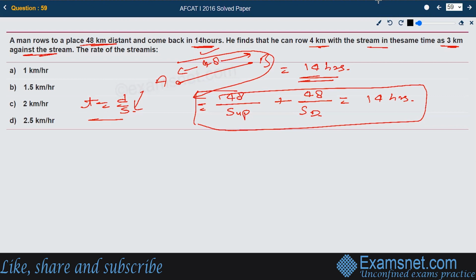Now there is a thing given that the time taken in rowing the distance of 4 km with the stream, that is downstream, is the same as the time taken traveling 3 km against the stream.